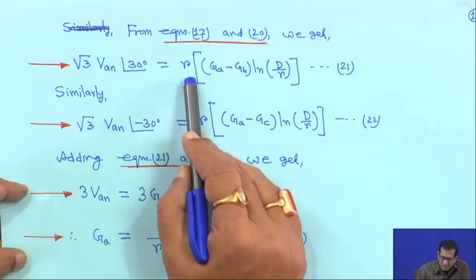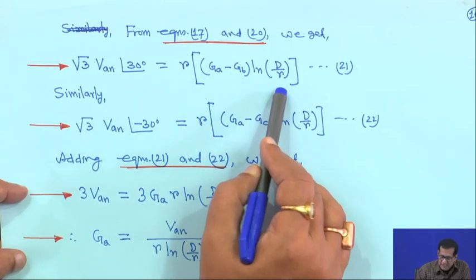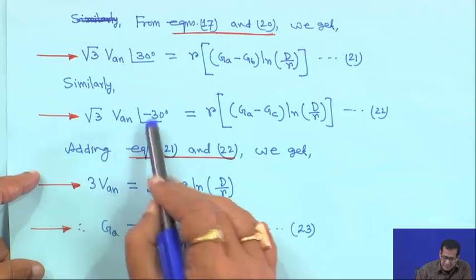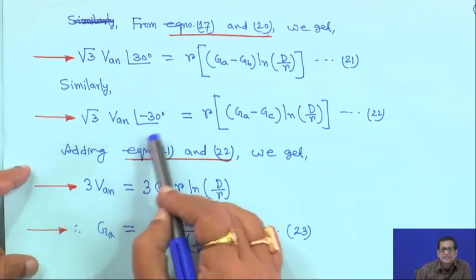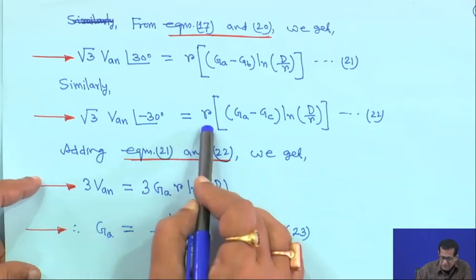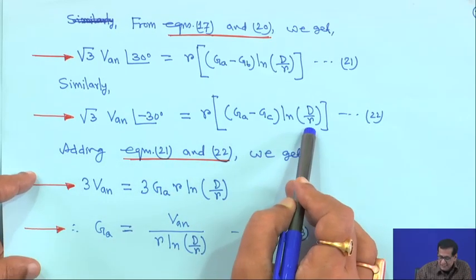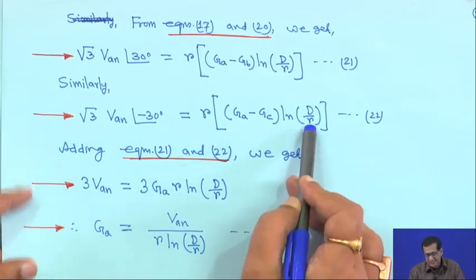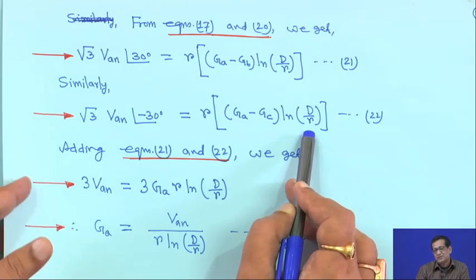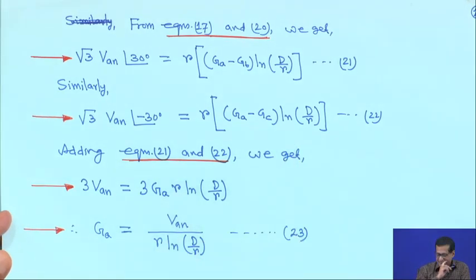is equal to R into Ga minus Gb ln d upon R. This is equation 21. Similarly, we can write VAC also, AB, BC, CA. So, VAC we have made it. VAC is equal to root 3 Vn angle minus 30 is equal to R into Ga minus Gc ln d upon R, right. This right hand term is coming from equation 15. In that case, that third term will be vanished, right.